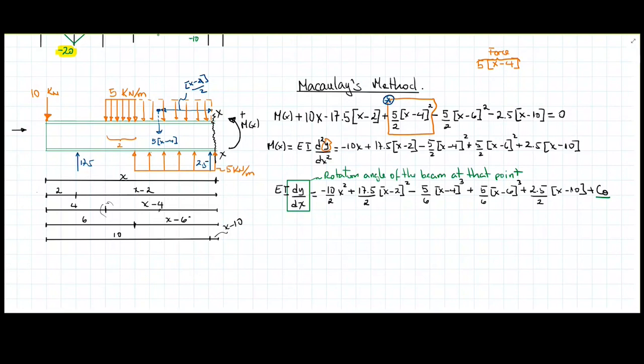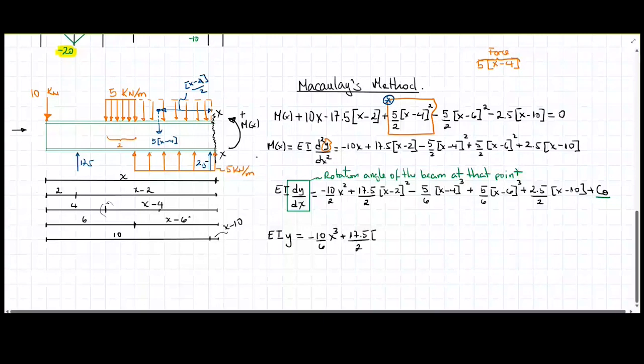This is fine, but we haven't got to the deformation of the beam, so we need to integrate this last equation one more time. And this is going to end up doing EI y equals the integration of this term. This is going to be raised to the power of 3 times this is going to be 6. It's going to be minus 10 divided by 6 x to the power of 3. The same is going to happen in this case here, 2 to the power of 3.